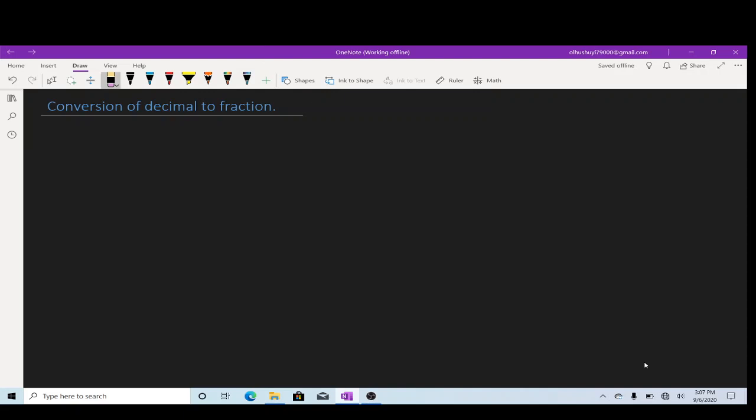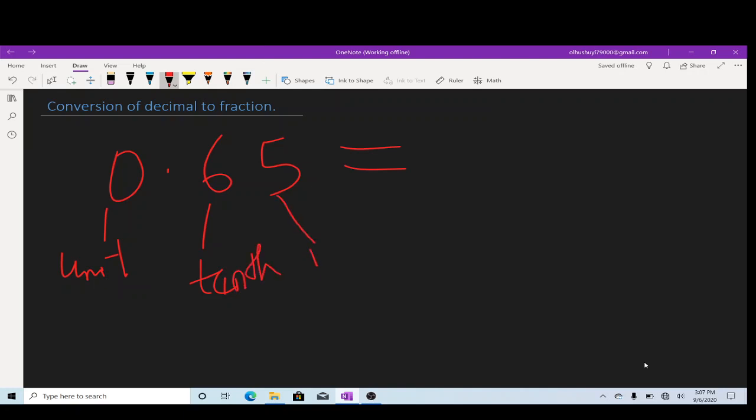So if you go again, let me give you something else. Always remember you should break down your fraction to the lowest term. If you have 0.65, you have to change this to fraction. You consider the place value. This is unit. This is what? This is units. This is tenths. And this is hundredths. Hundredths.